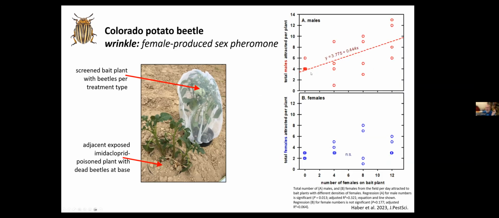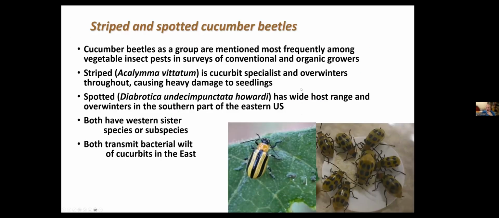So, and we saw a dose response amongst the males to the number of females there. The dose response had already been shown for the aggregation pheromone. But when we looked at how many females came into the females screen plants, they didn't care. So it's a sex pheromone. It's only attractive to the one. All right, that's Colorado Potato Beetle.